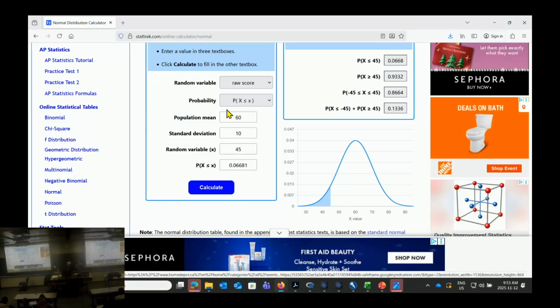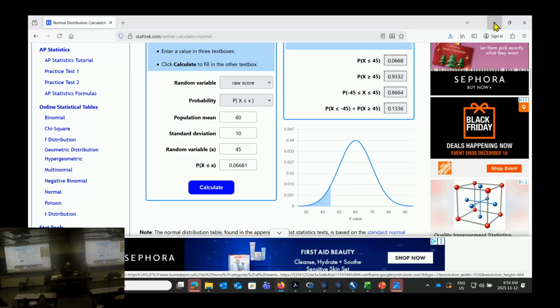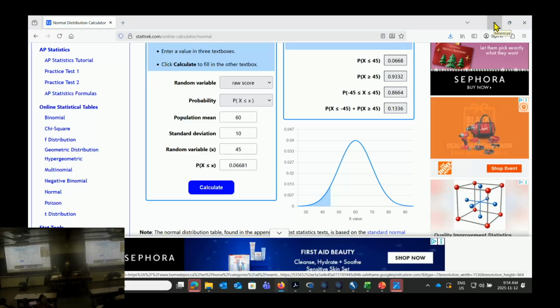And then similarly, we could have put a probability in there and got a value for the random variable. But let's go to R.